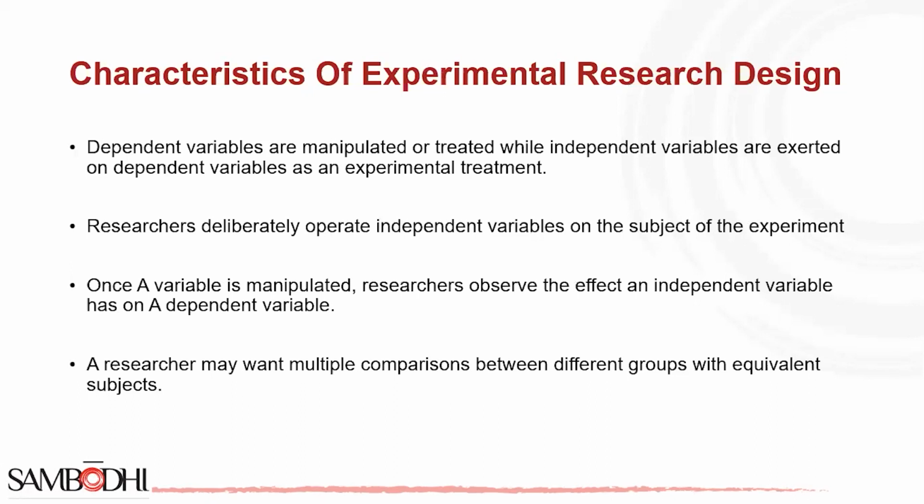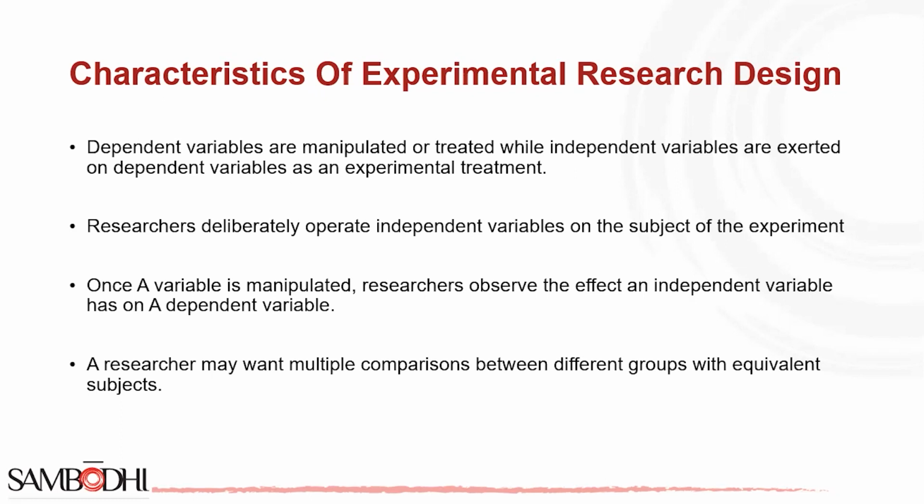Researchers deliberately operate the independent variable on the subject of the experiment. So this is known as manipulation. Once a variable is manipulated, researchers observe the effect an independent variable has on the dependent variable. This is key for interpreting results.